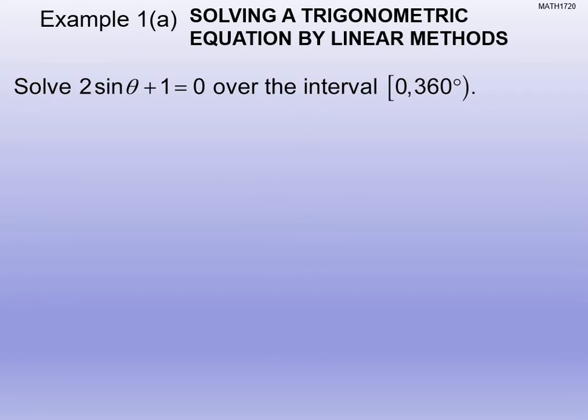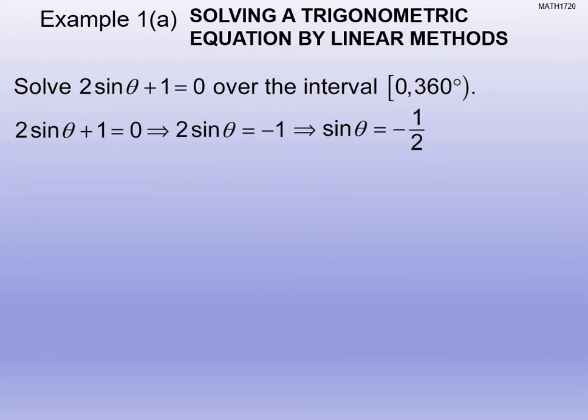So think of this as 2x plus 1, but it's really just 2 sine theta plus 1. Doing the same kind of math operations, undoing addition and subtraction, undoing multiplication and division. So rewrite this, and add or subtract 1 to both sides. So you're going to get 2 sine of theta equals negative 1. And then we're going to divide both sides by 2. So we're going to get sine of theta is equal to negative 1/2, just like if it was 2x plus 1, x would have equaled negative 1/2.